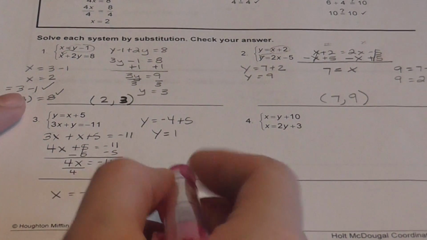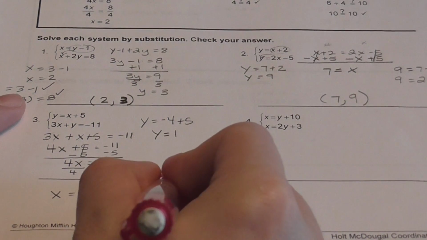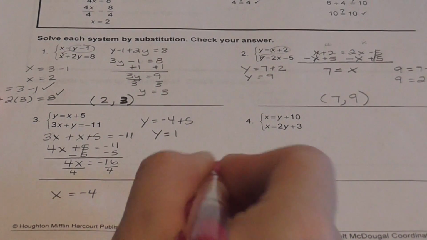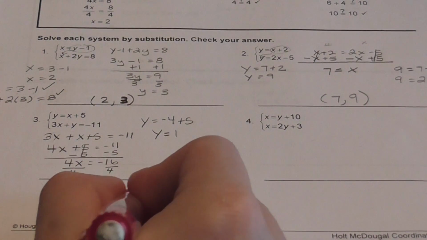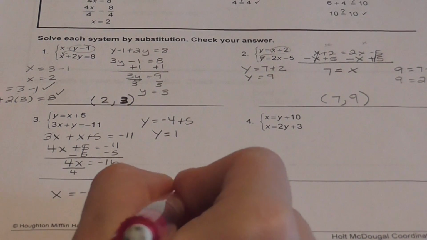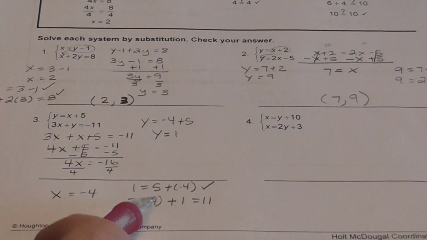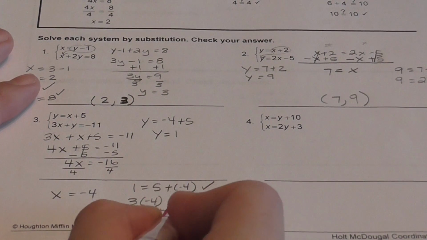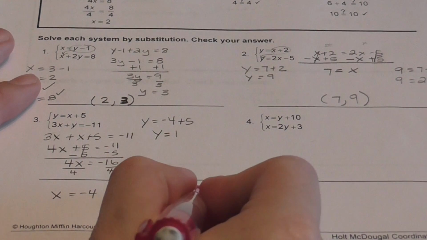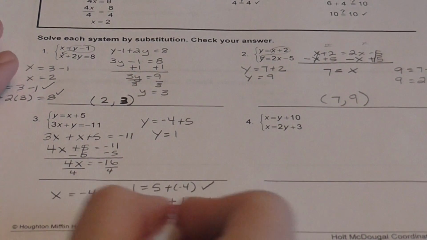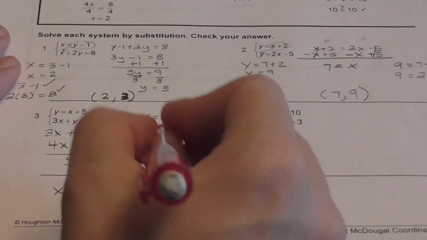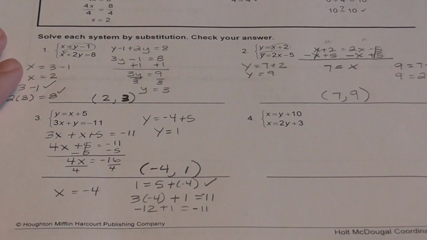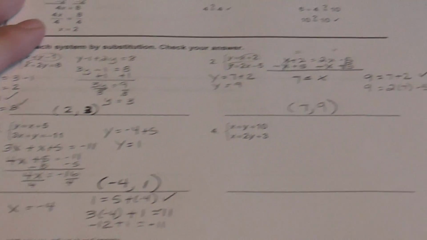So I'm going to plug it in down here to check my work. 1 equals 5 plus negative 4. If you weren't quite sure, you could always grab your calculator and you would see that that works out just fine. And then I can say 3 times negative 4 plus 1 equals 11, plugging in the negative 4 for x and the 1 for y. This is negative 12 plus 1 equals, excuse me, I almost didn't bring down my negative, negative 11. And that is a true statement, so I know that's correct. So the ordered pair negative 4, positive 1 is the solution to this system.